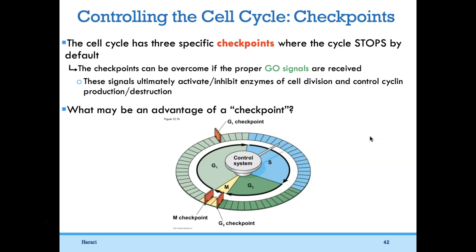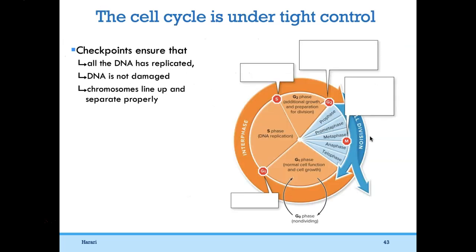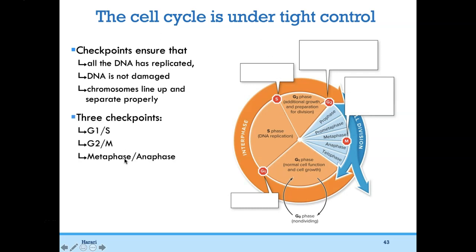The answer is, just like in an airport security checkpoint, you want to make sure nothing is getting where it shouldn't be. We want to make sure nobody dangerous is going to go on the plane. So you need security checkpoints at every step of the way to make sure that we're screening, to make sure everything is okay before we move on to the next step. And that's what the cell does. It's going to make sure everything is okay before moving on to the next step. So we said the cell cycle is under tight control. The checkpoints are what keep it under tight control. Specifically, there are 3 checkpoints.